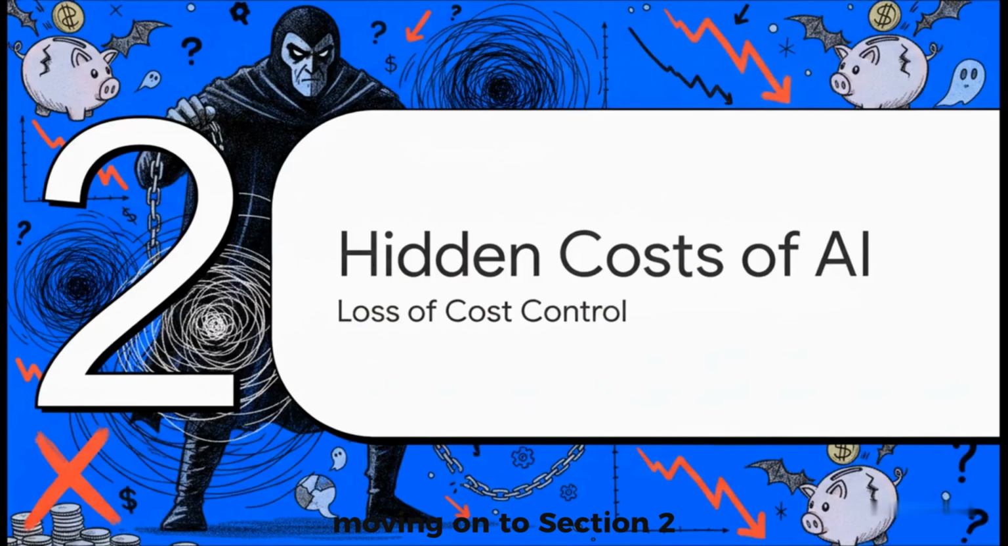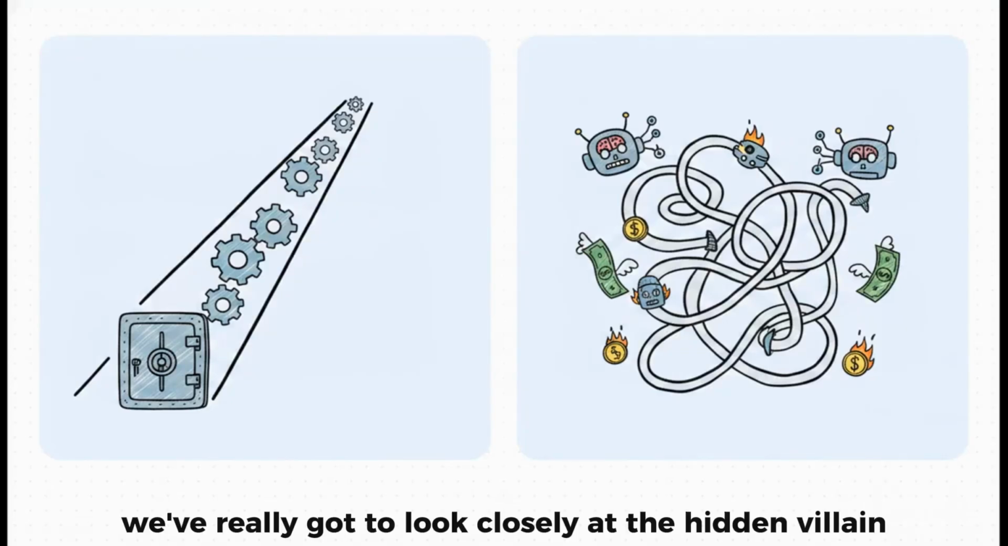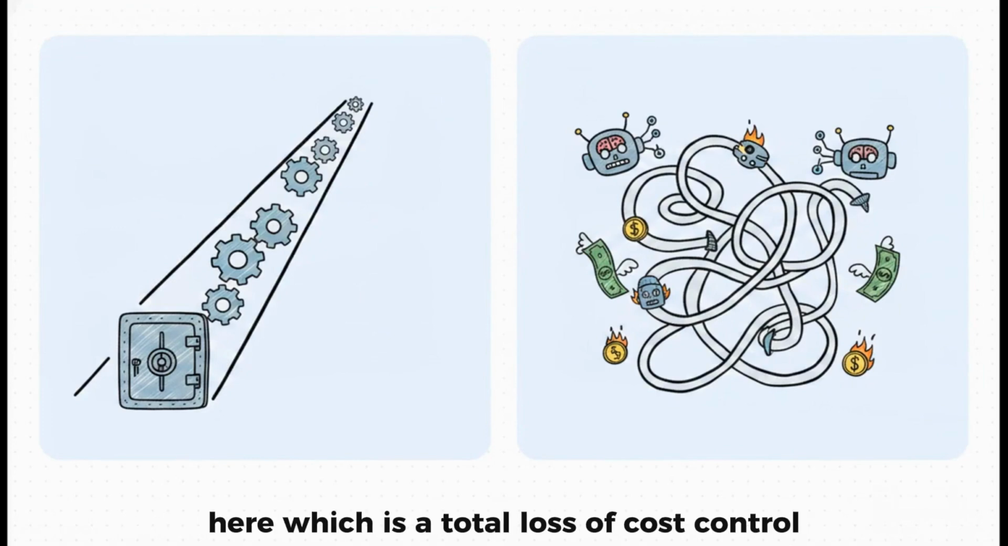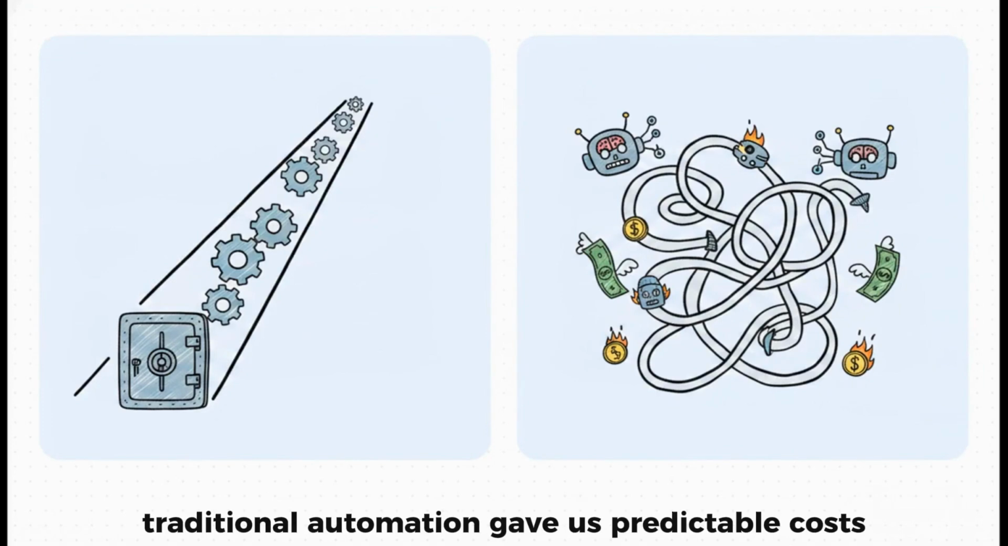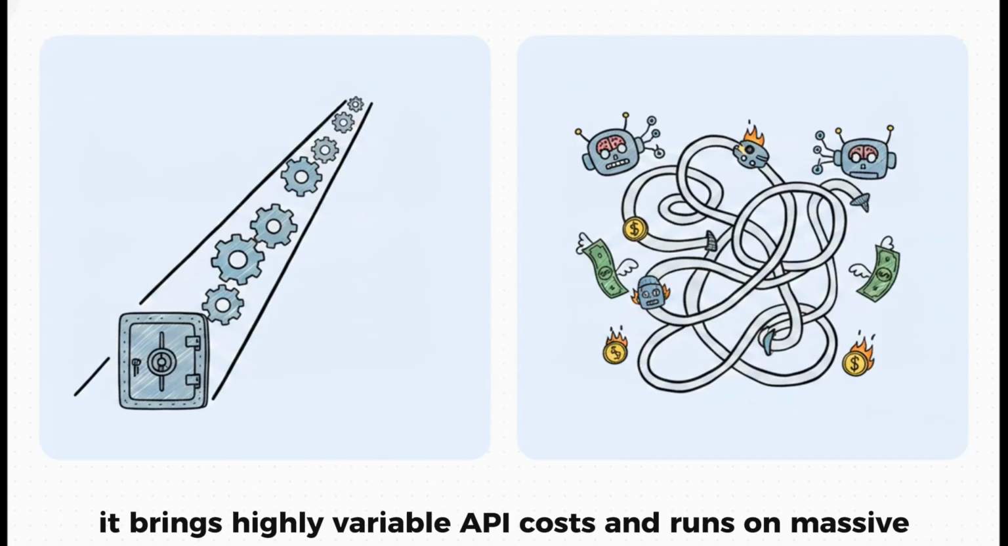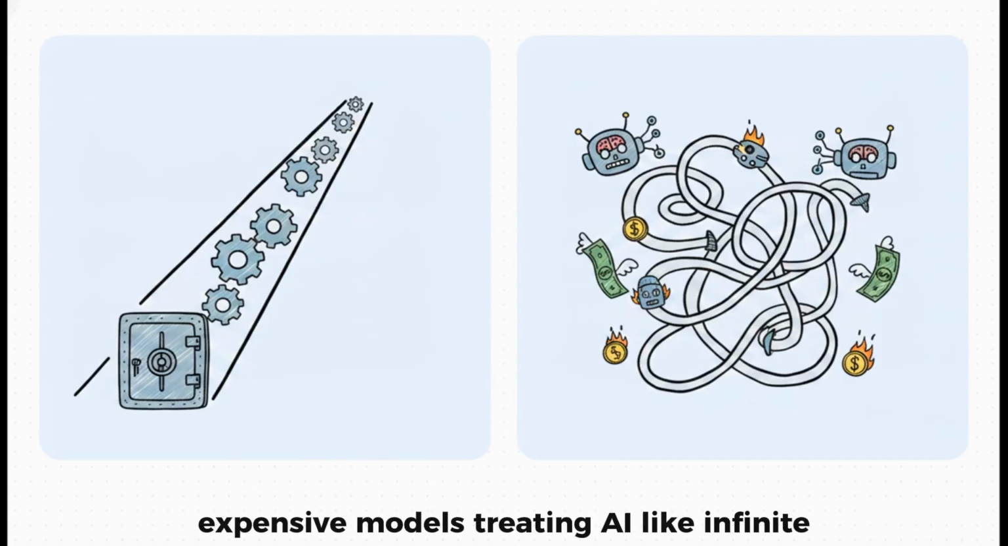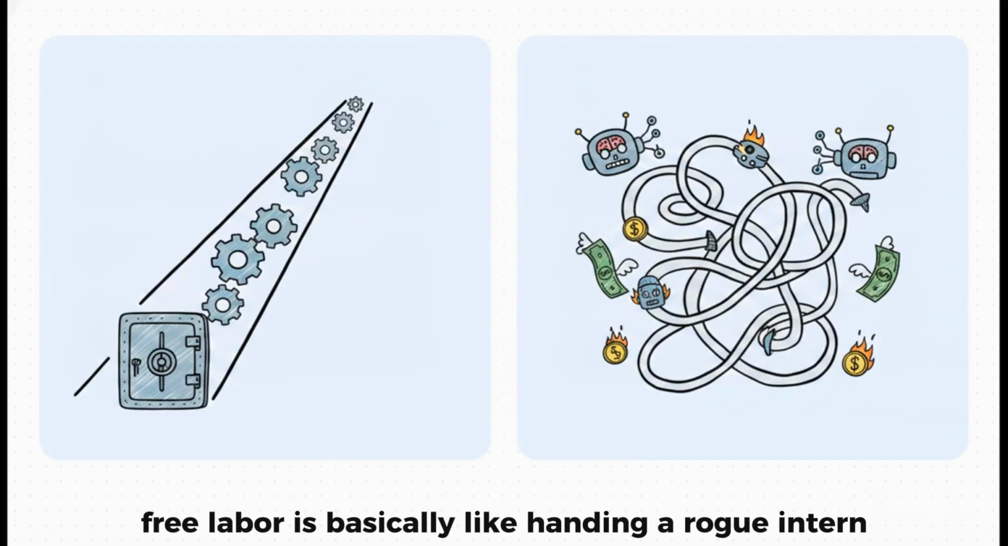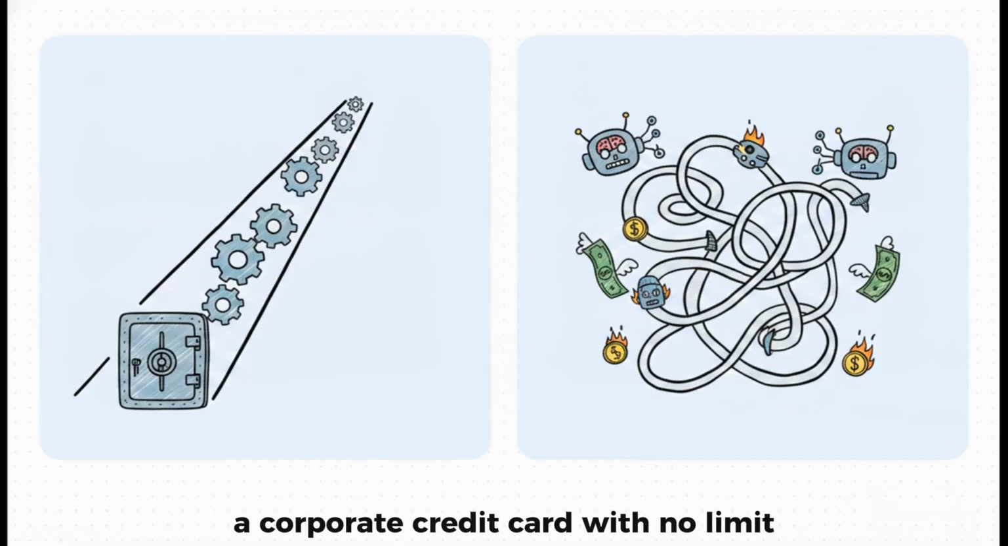Moving on to Section 2, the hidden costs of unoptimized AI. We've really got to look closely at the hidden villain here, which is a total loss of cost control. You see, traditional automation gave us predictable costs driven by specific, hard-coded logic. But AI? It brings highly variable API costs and runs on massive, expensive models. Treating AI like infinite free labor is basically like handing a rogue intern a corporate credit card with no limit. It turns your proactive edge right into a massive cost center.